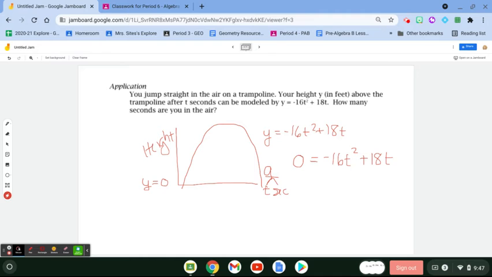So over here to the side, I'm going to do my upside down division to get the greatest common factor. Now I have a negative leading coefficient. That's okay. I'm going to try and get rid of it right now. So I'm going to divide out maybe a negative 2. Negative 16 divided by negative 2 will give me positive 8, and 18 divided by negative 2 will get me a negative 9. I'm going to drop down my t squared and my t.